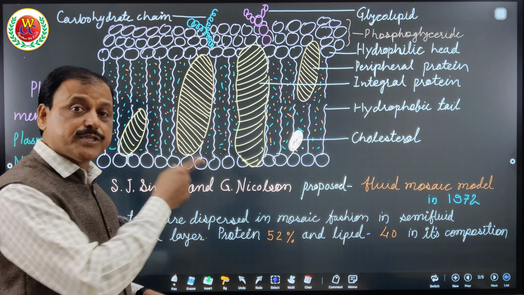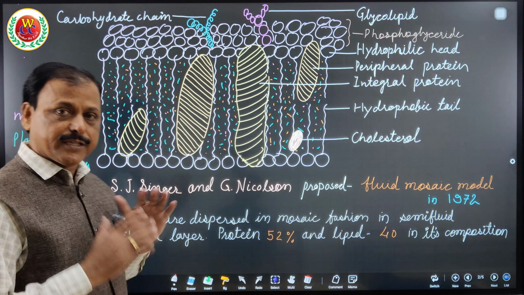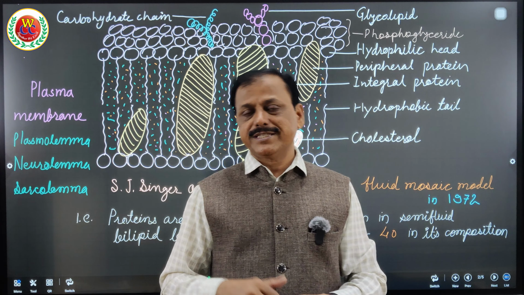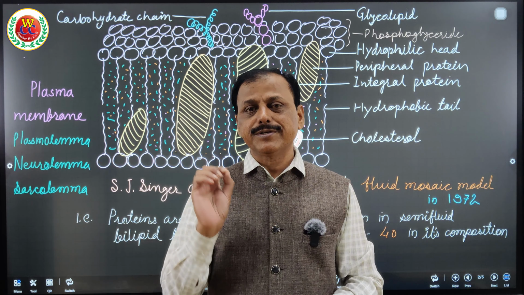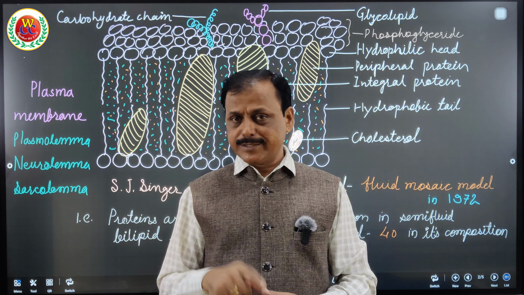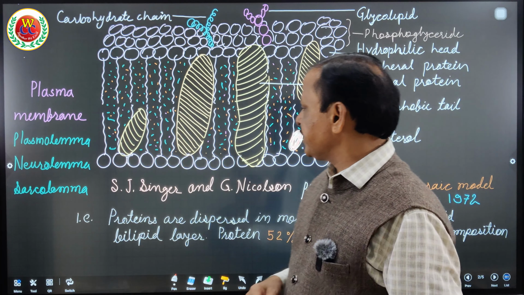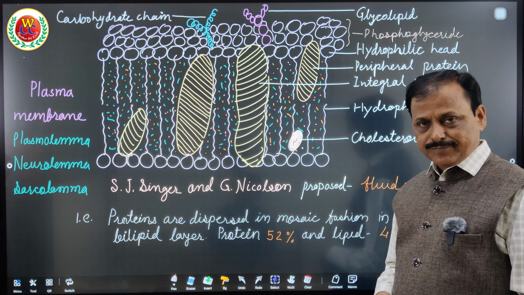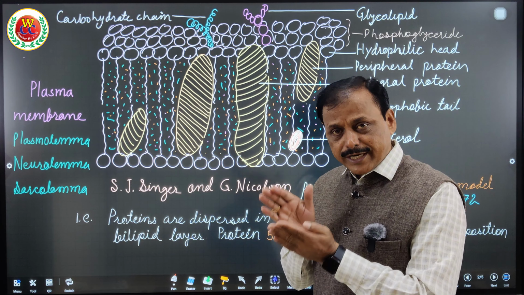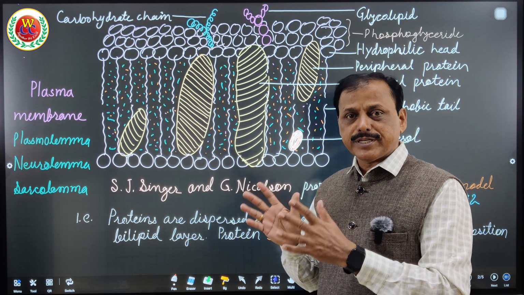Mosaic is because of the mosaic arrangement of this protein, and therefore Nicholson and Singer, who discovered and described this cell membrane for the very first time, gave it the name fluid mosaic model. I hope you got the explanation for why it is called the fluid mosaic model. Now let us go into detail. As I told you, it is a bilipid layer having protein sandwiched between them, or in a mosaic arrangement.